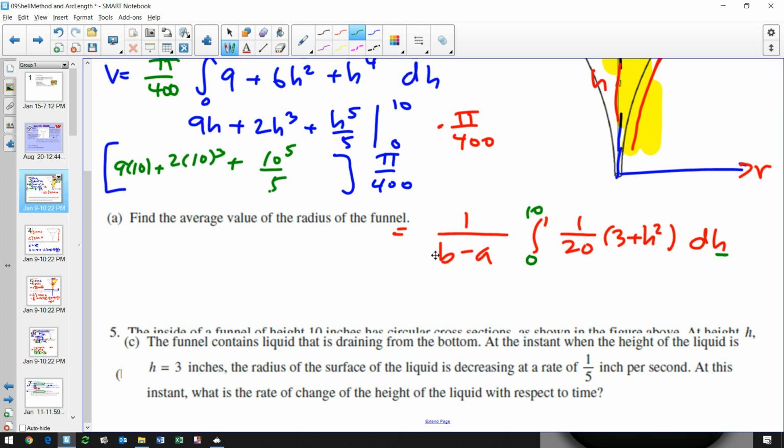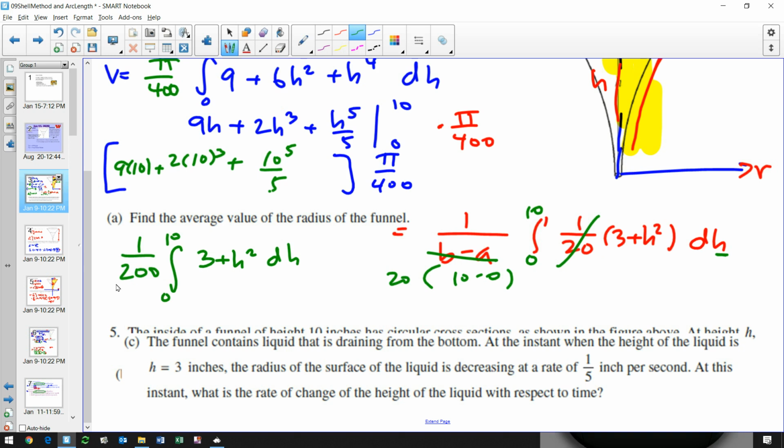So guys, what's my b minus a going to be then? 10 minus 0. Does that make sense? Which is just 10. And if I had to do this by hand, which students in 2016 had to do by hand, I would pull out this scalar, this 1 over 20. I would pull it out, and this would be from 0 to 10 of (3 plus h) squared dh. And you can do this by hand. You see the buy one, get one free problem? Yes. Okay, I'll let you do that by hand.